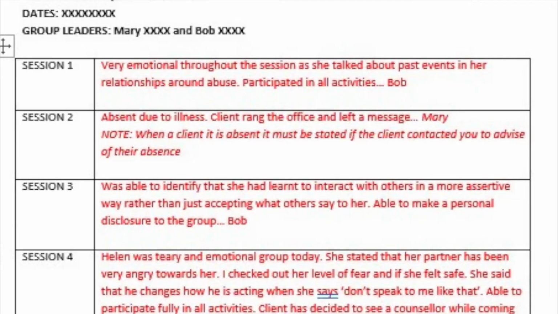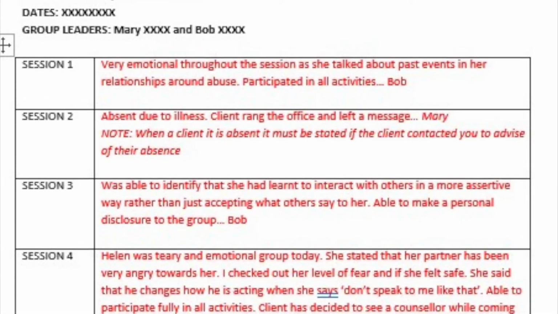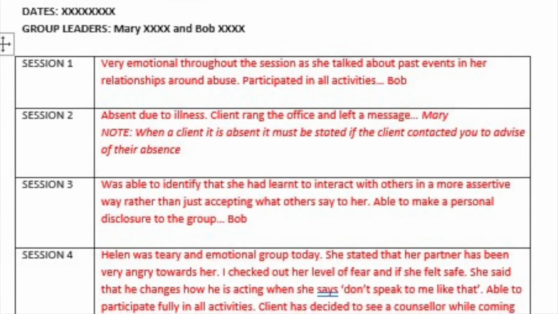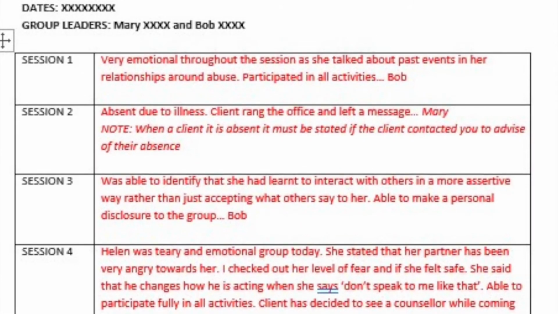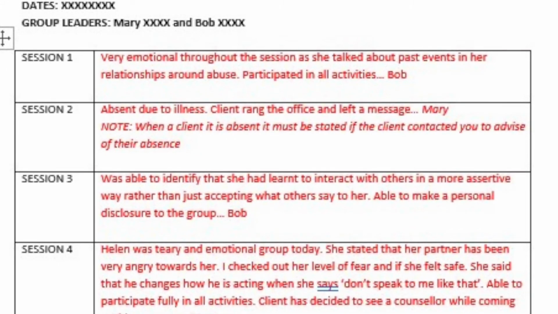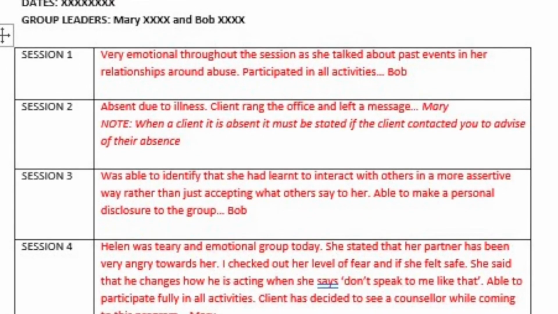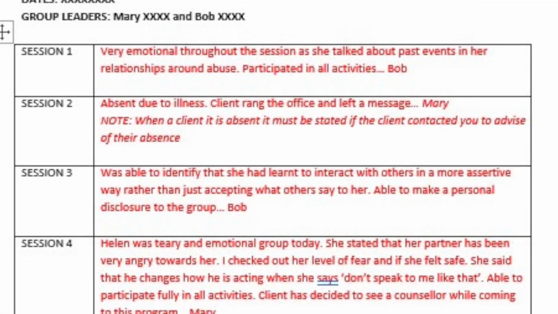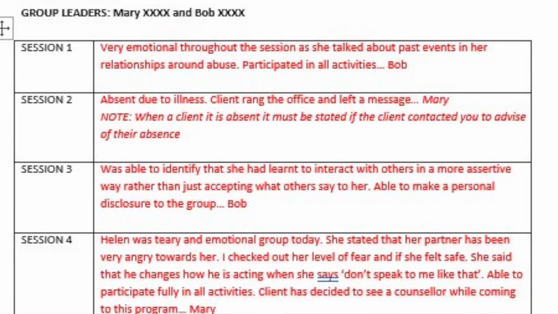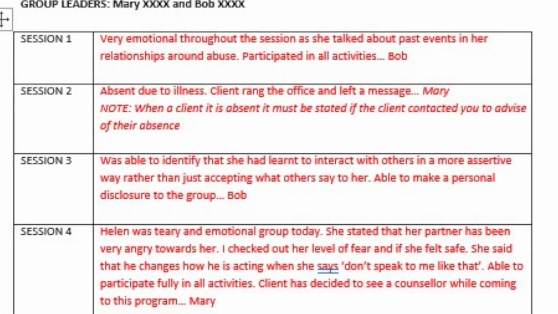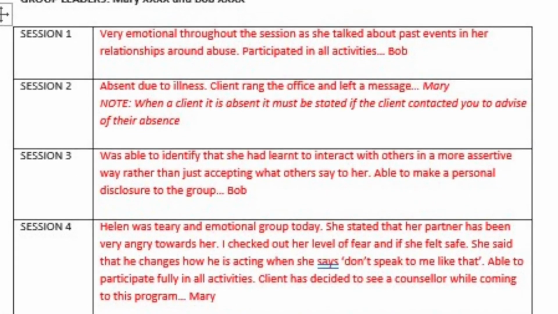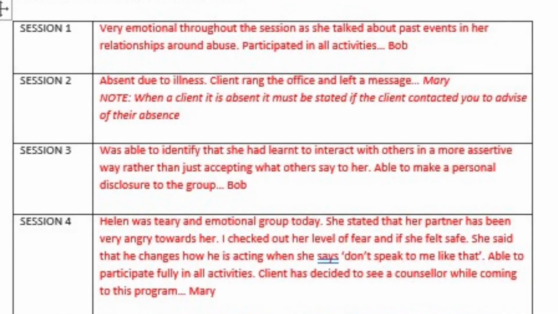Now let's look at a good example of client session notes. One of the things that you'll notice in a good set of notes is that the group leaders record what is observed and what the client stated, rather than interpreting what they said. So when a client presents in a particular way, you may say that Helen stated that she had had a difficult week, or Helen was tearful and emotional in the group today.